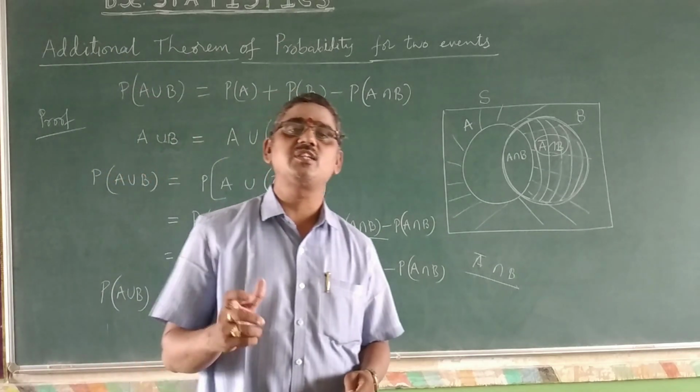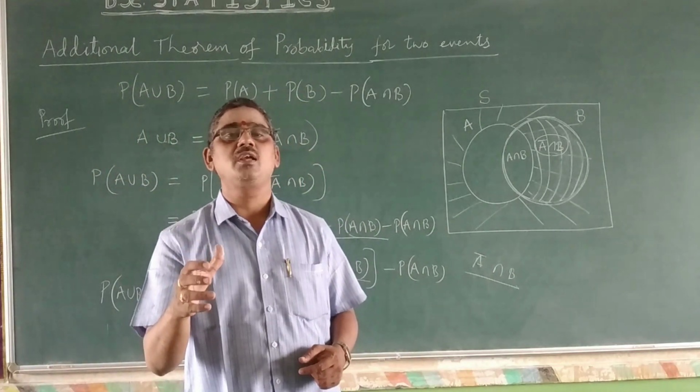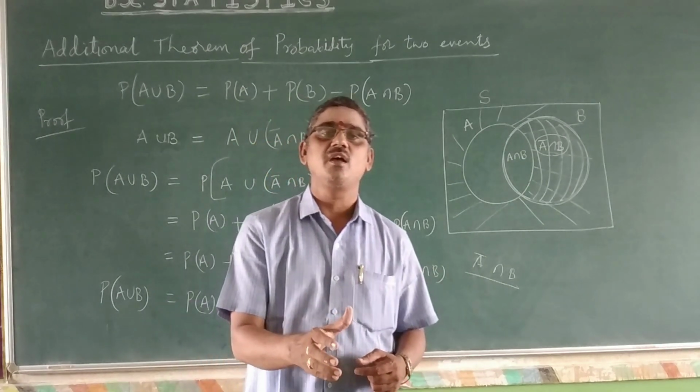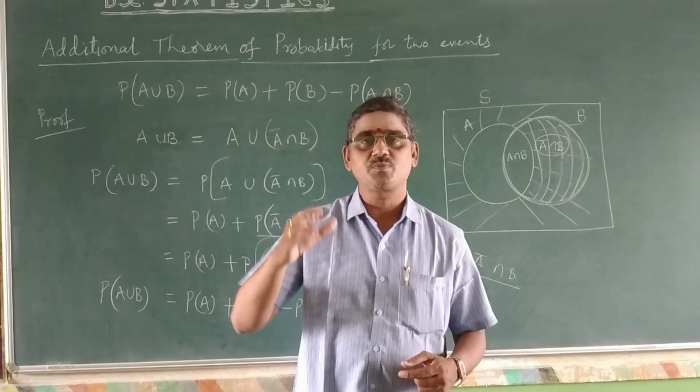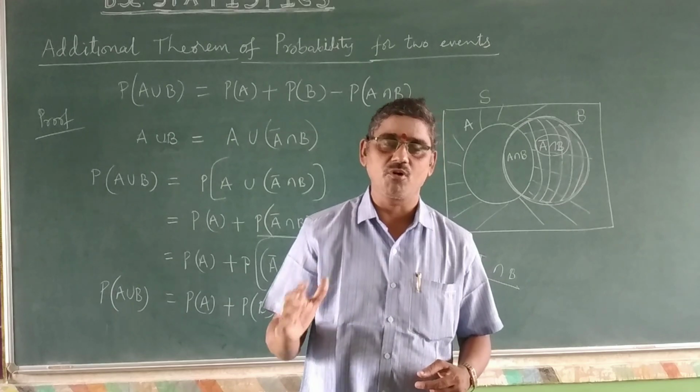For any two events A and B, probability of A union B can be expressed as probability of A plus probability of B minus probability of A intersection B. Okay, hope you understand. This is the theorem.